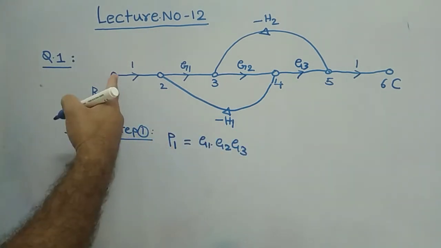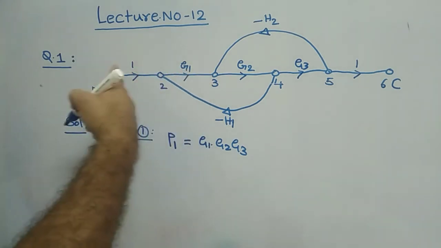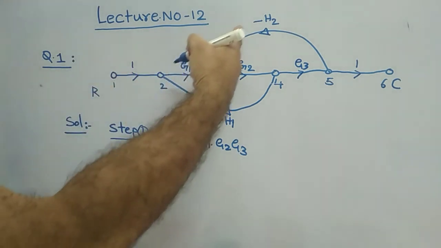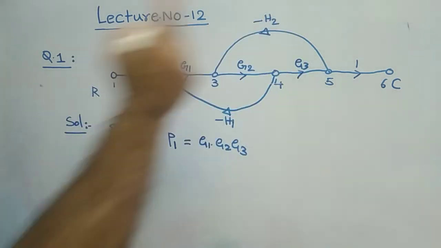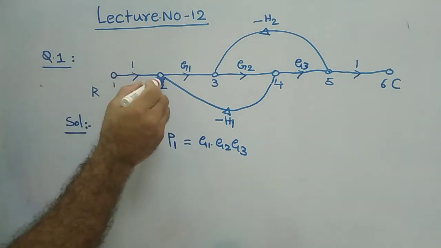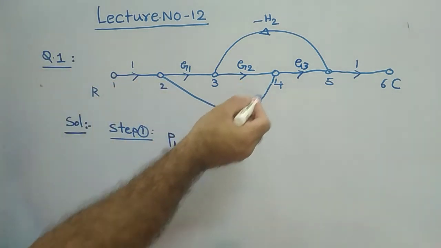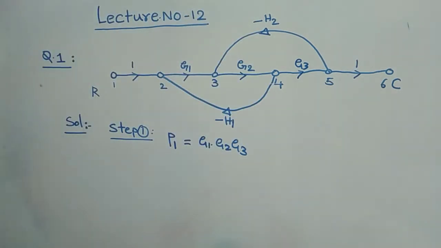Other than this, is there any other forward path? If you see this arrow mark, if you go in this way, it is coming in the reverse direction. Therefore, it is not a forward path. You will not consider it as a forward path. Then again from here to this, this arrow mark is coming backward. Therefore, you cannot consider this also as a forward path. Therefore, you have only one forward path for this.